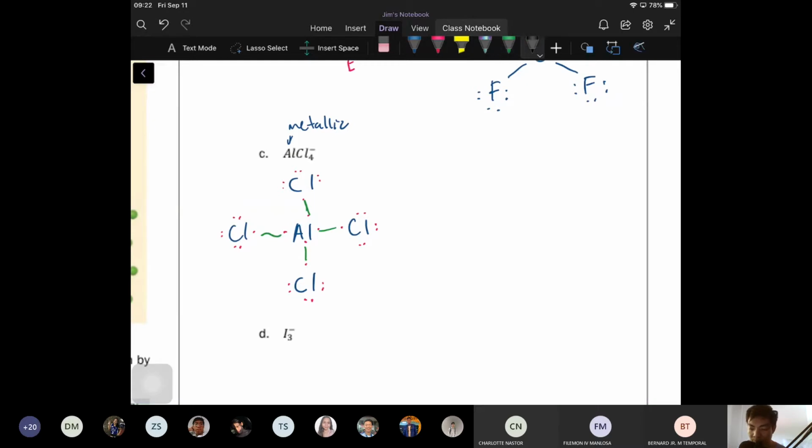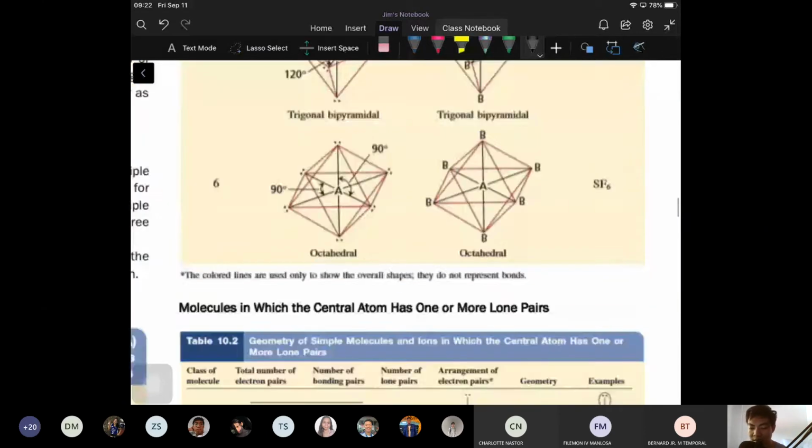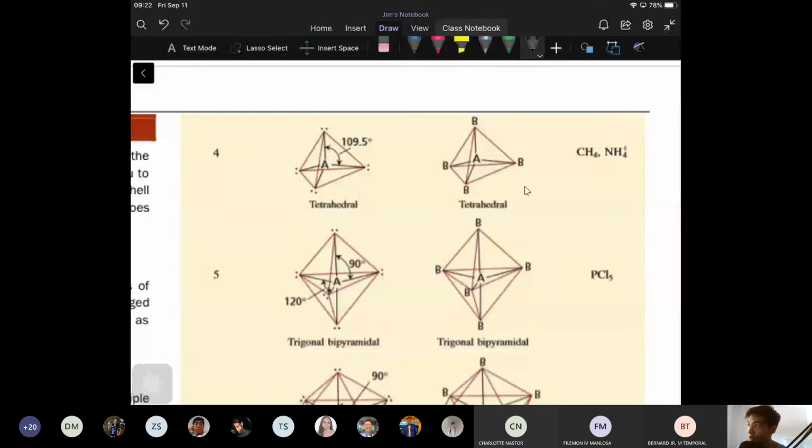Then, alamin ko yung code ko. Ano yung code ko dito? This is central atom A. I have 4 terminal atoms. I do not have lone pair for aluminum. So, AB4 yan. Ano yung idea kapag AB4? Tetrahedral. Pag may 4 na atom sa paligid, dito ka titingin. Asan yung pang-4? Ayan. AB4, tetrahedral.